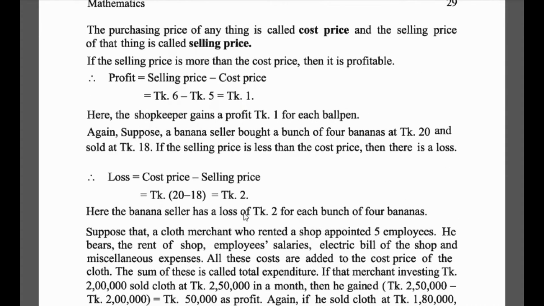So let's know what loss is by its rule. Loss is equal to cost price minus selling price. If I sell a thing at 18 taka and its cost price was 20 taka, the difference between the cost price and the selling price is 2 taka. That means the cost price is bigger than its selling price, so it is called loss.